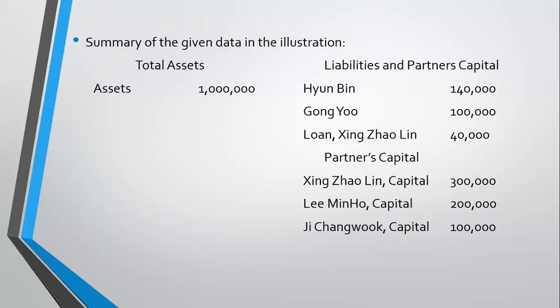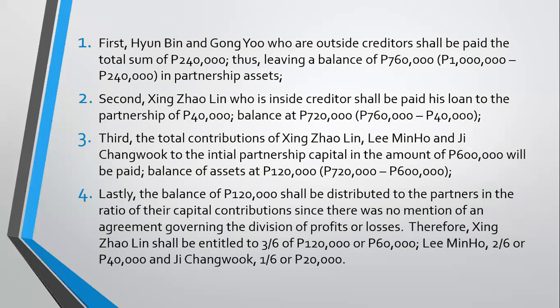So, if you have 1 million, how are you going to distribute that? Paano tayo magbabayad? Following the order of preference sa pagbabayad, pag-settle ng obligation, first, as I have said, si Yunbin, si Gongyo is our outside creditor. So, ibig sabihin, sila yung una nating babayaran. They shall be paid in the total amount of 240,000.